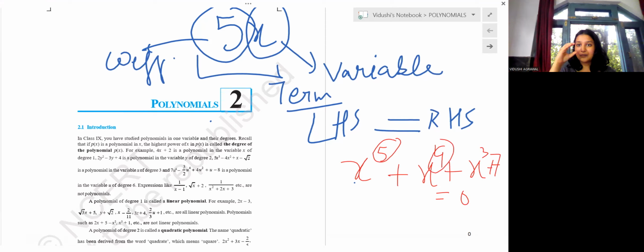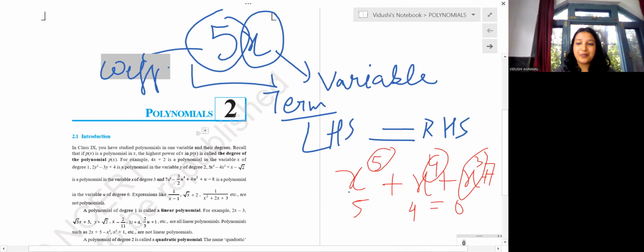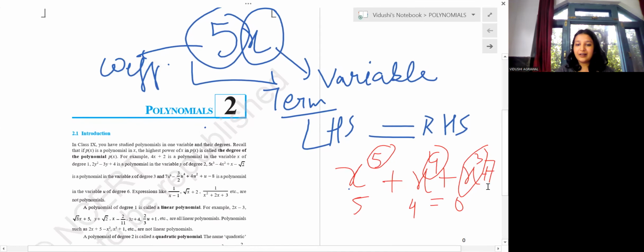In this term, x power is 4. In this term, x power is 3. So whichever is the highest power in this equation is known as degree of polynomial. So this term is having power 5, x power 4, this term is having power 4, this term is having power 3. And when you talk about this 7, 7 is not having any variable. Power is of variable only. Therefore, 7's power shall be 0. Correct? So I shall write here 0. So which one is the highest value? 5 is the highest. Therefore, 5 will be known as degree of a polynomial.